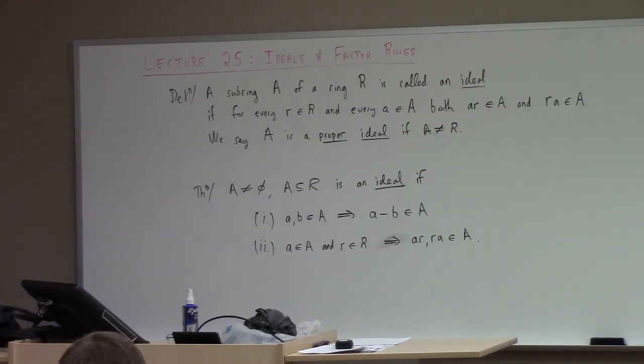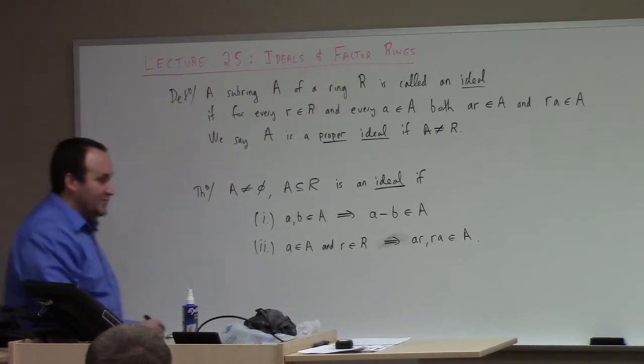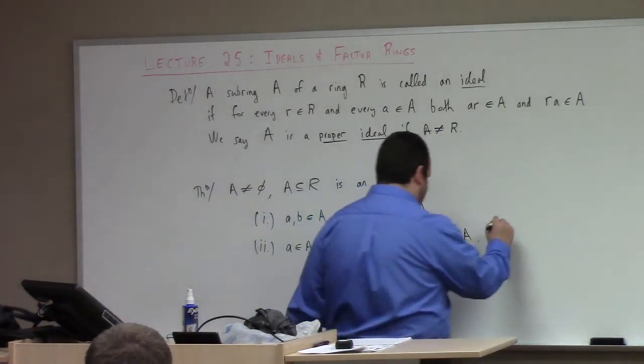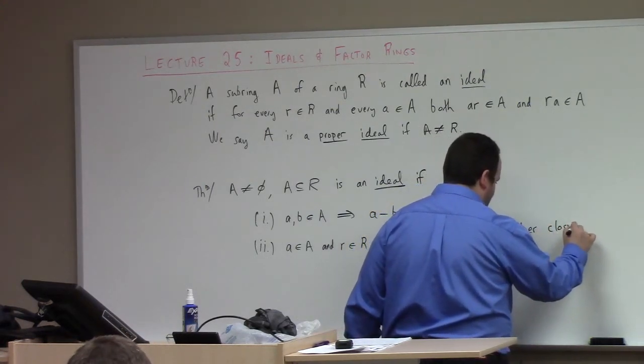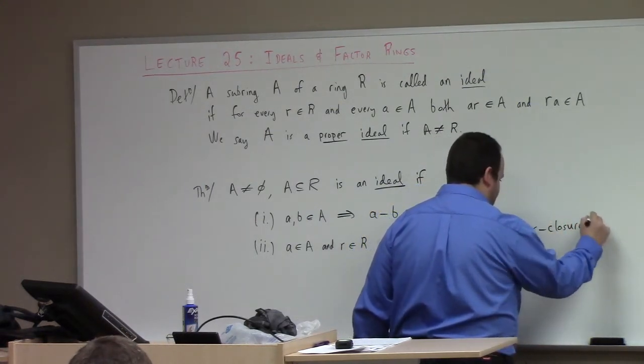So this is a modification of the subring test, right? The fact that a minus b is in A gives us that A is a subgroup with respect to the abelian group structure of the ring. And the condition that ar and ra are in A gives us what a certain professor here likes to call Uberclosure. This is not a technical term, nor should it be mentioned outside the halls of this institution.